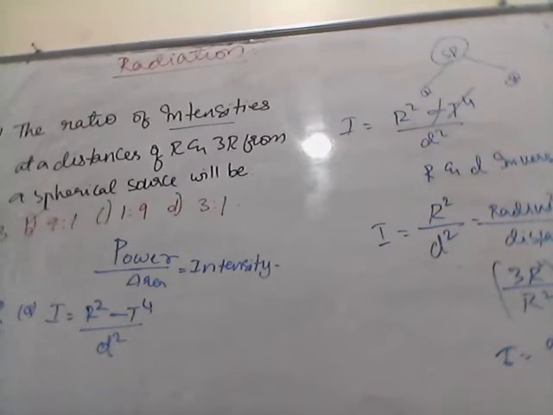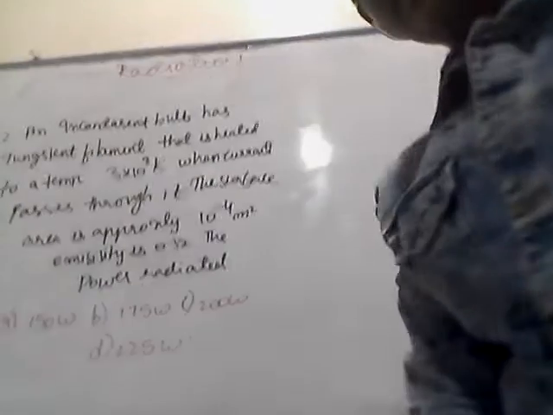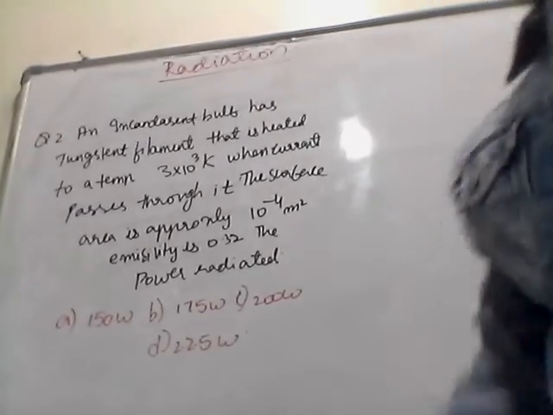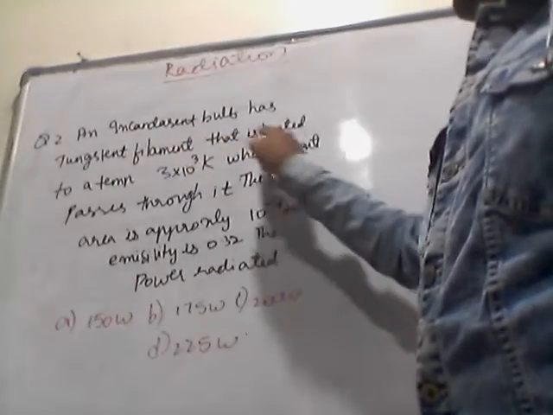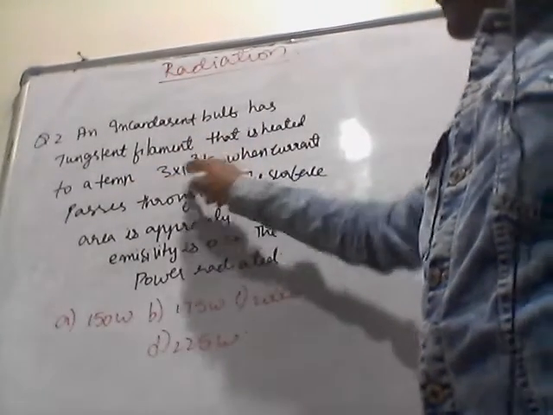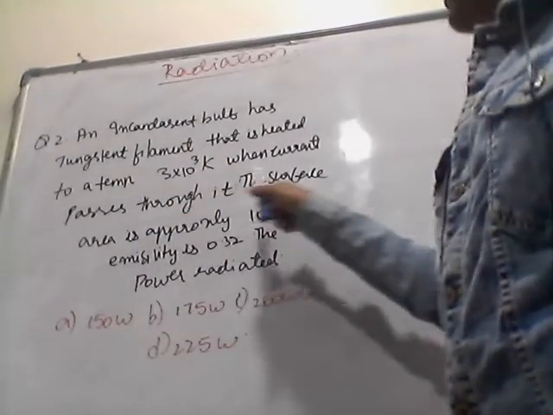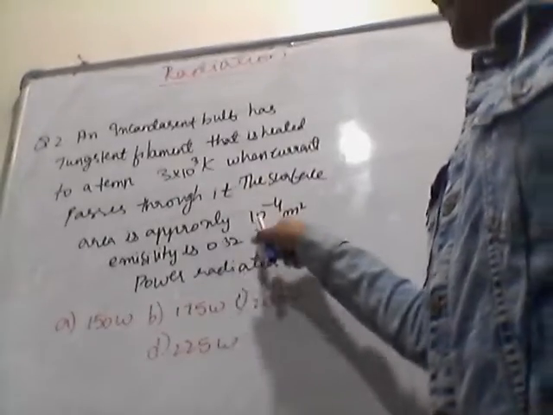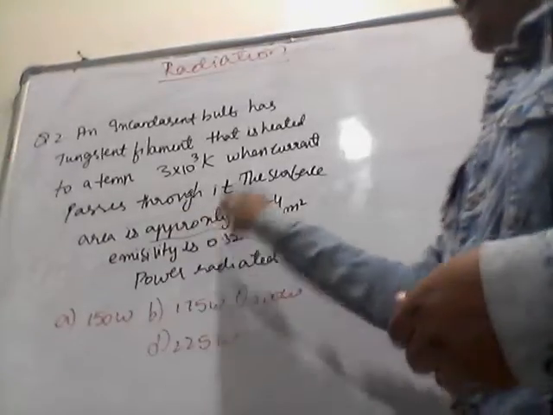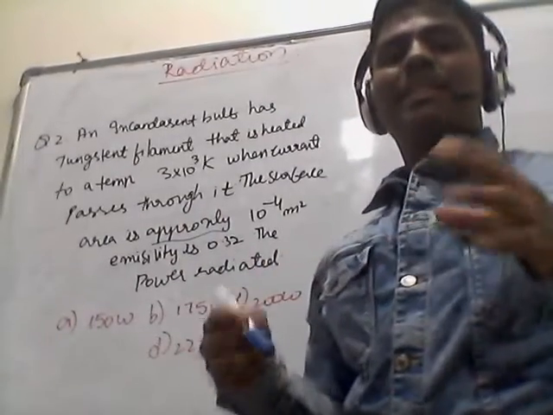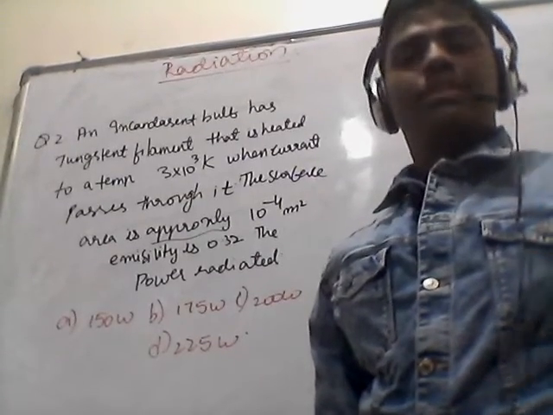So now let us move to the second question. I will read the question. The question says, an incandescent bulb has a tungsten filament that is heated to a temperature of 3 into 10 to the power of 3 Kelvin when current passes through it. Then the surface area is approximately 10 to the power of minus 4 meters square. They said approximately, so we may get the answer approximately, and we should round estimate it.